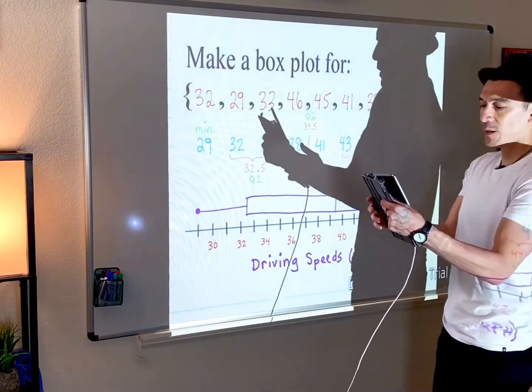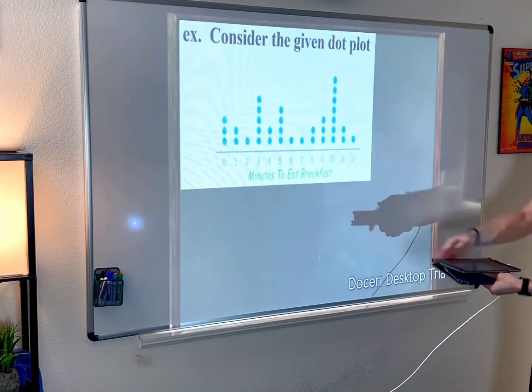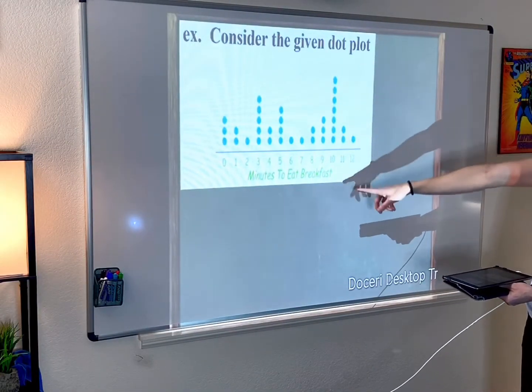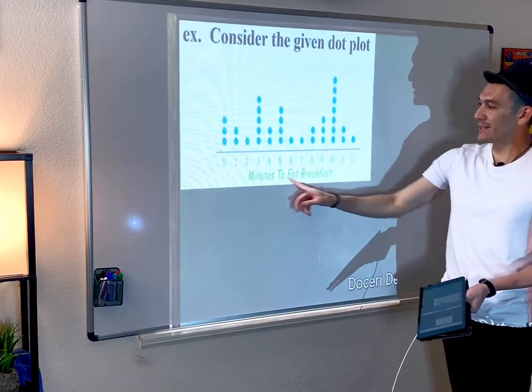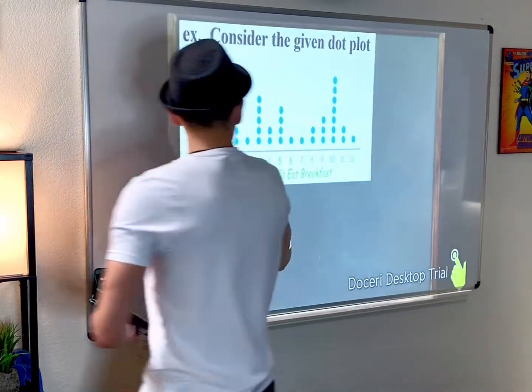Okay, let's do one more problem. So let's play with a dot plot. So there we are. We're given a dot plot, something like this, that says minutes to eat breakfast. Okay, so some people were surveyed. So write this down. So some people were surveyed.